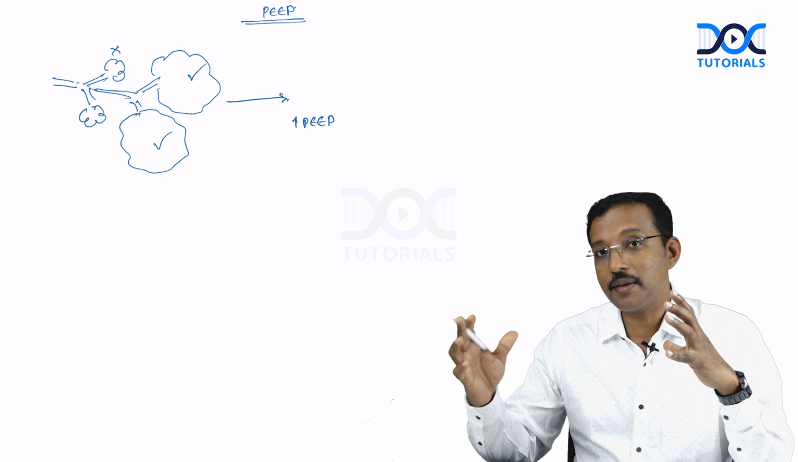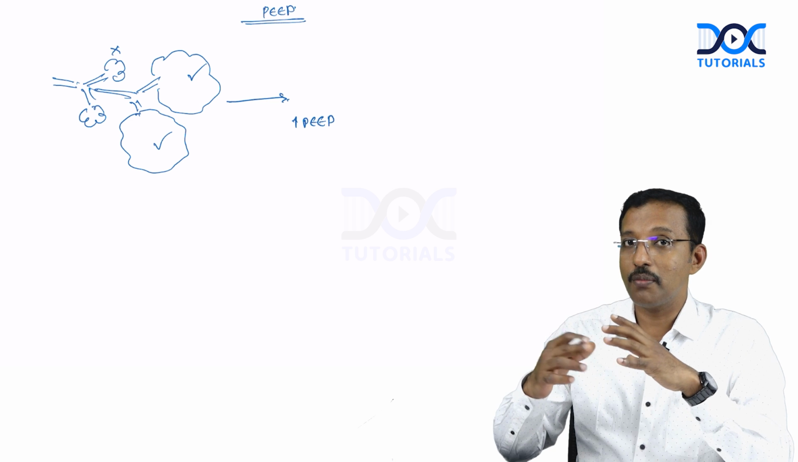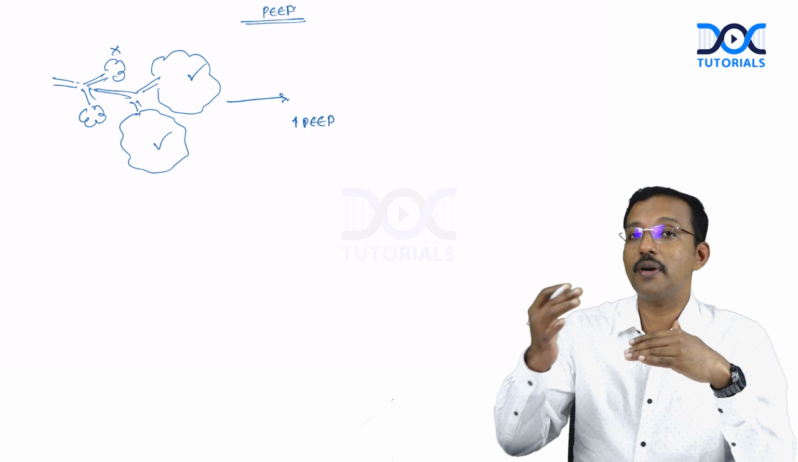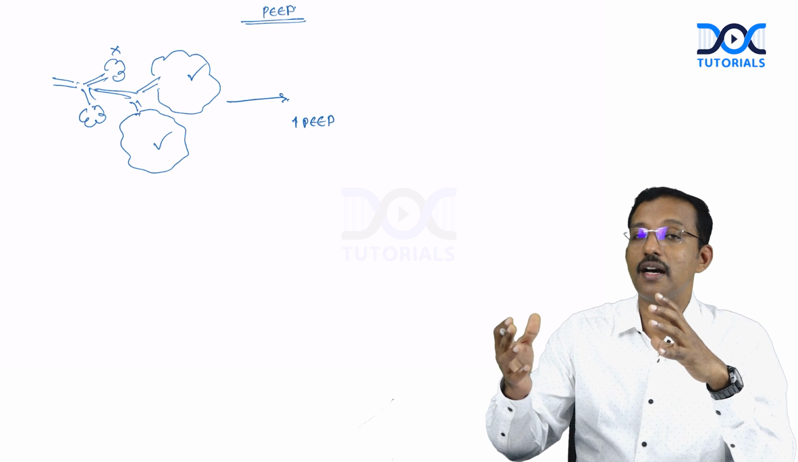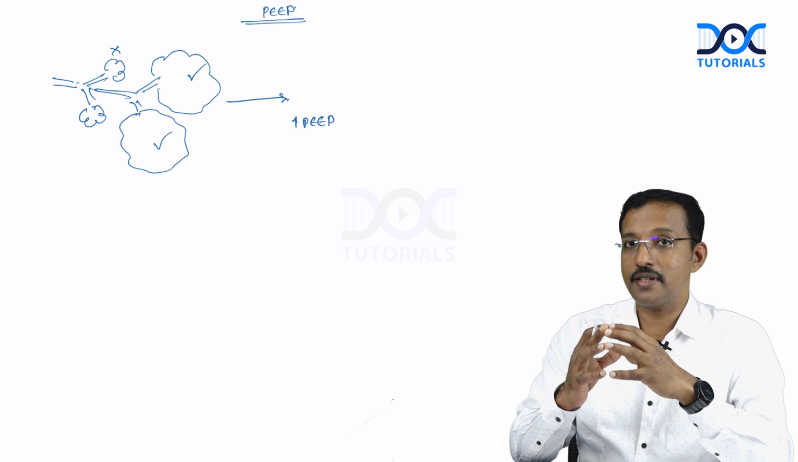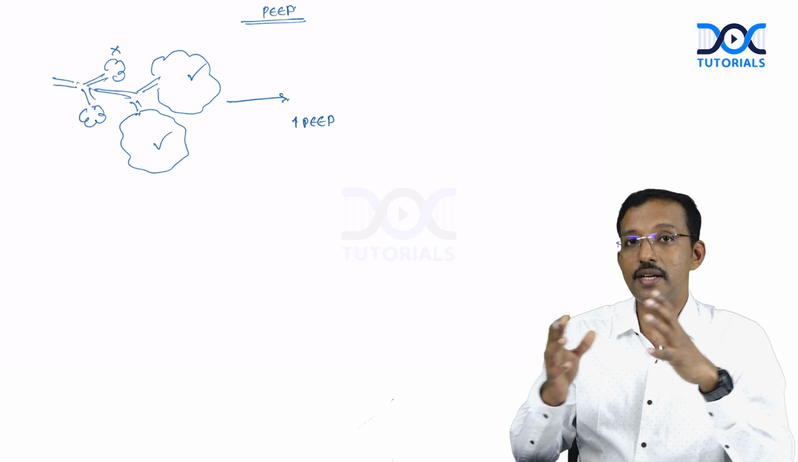Now when you increase the PEEP, what is the advantage? You can recruit more and more alveoli to take part in respiration, and also prevent the other alveoli from being collapsed, and also you can overextend the alveoli which are actively taking part.